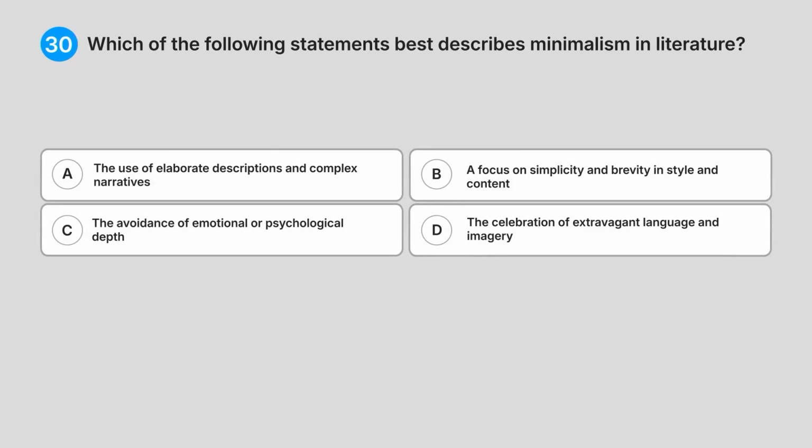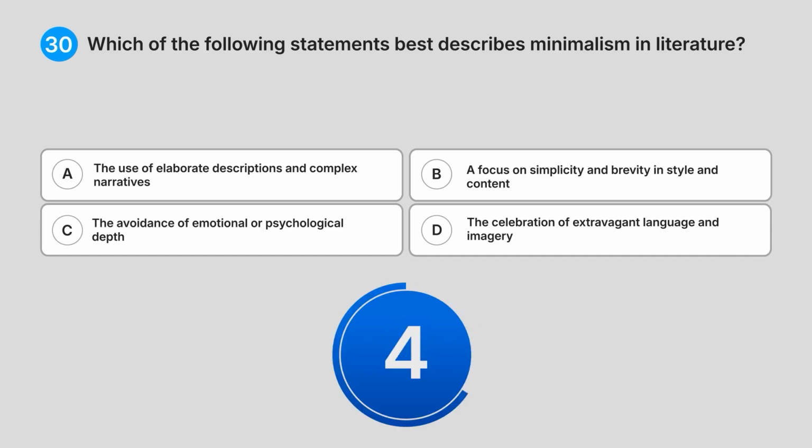30. Which of the following statements best describes minimalism in literature? A. The use of elaborate descriptions and complex narratives. B. A focus on simplicity and brevity in style and content. C. The avoidance of emotional or psychological depth. D. The celebration of extravagant language and imagery. Can you guess the answer?